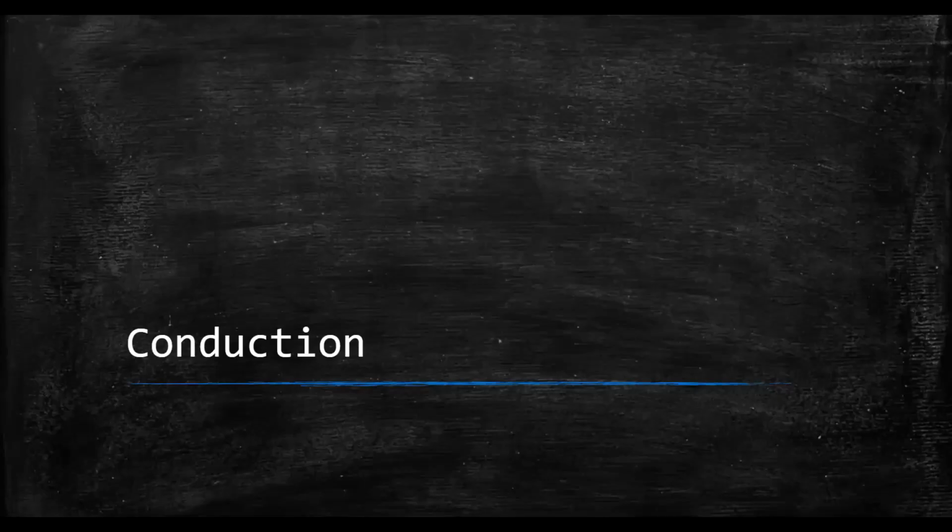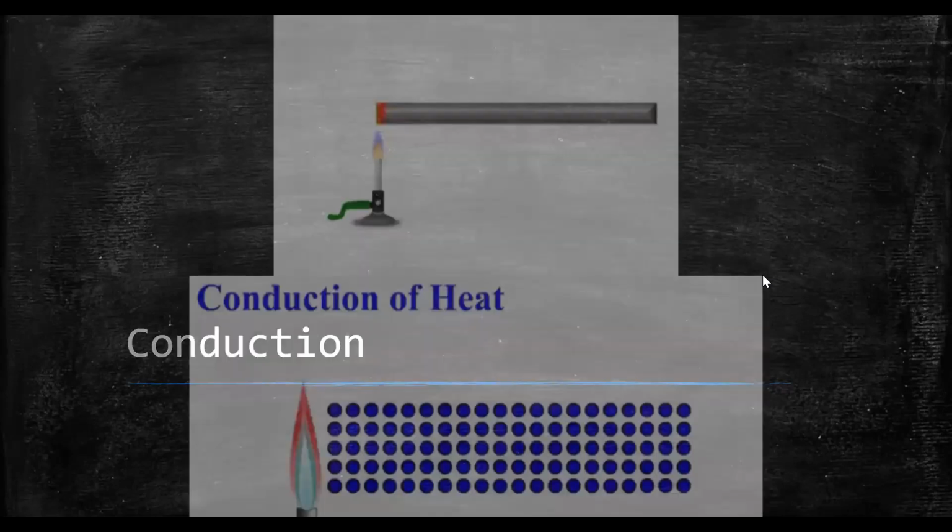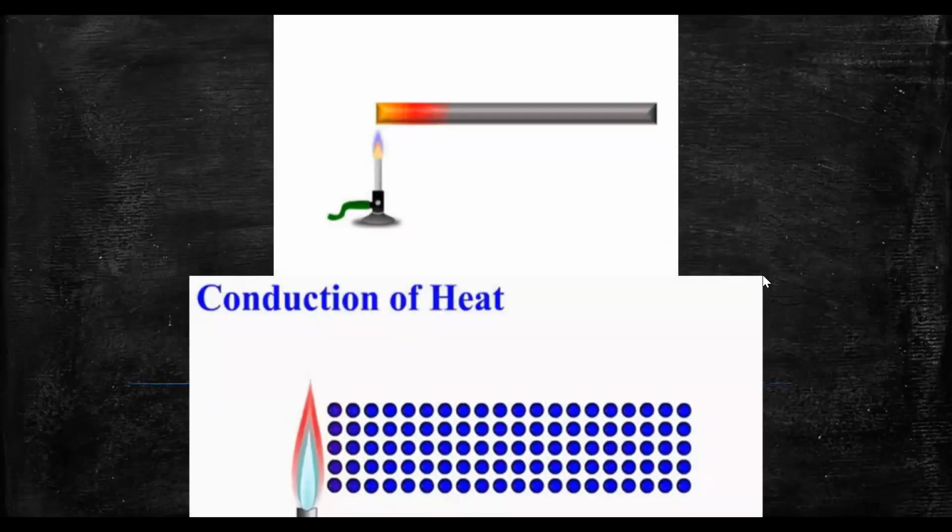Earlier, we defined heat as energy that is transferred from one body to another as a result of temperature difference. We have three mechanisms of heat transfer, and the first to discuss is conduction. Conduction occurs within a body or between two bodies in contact.